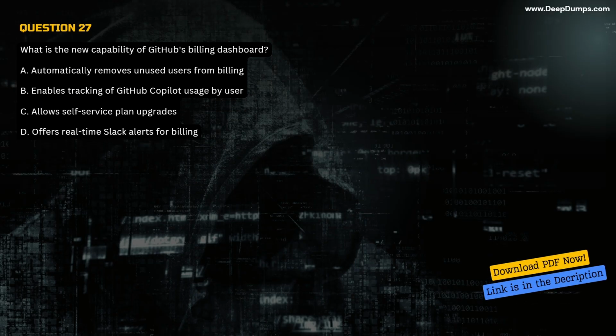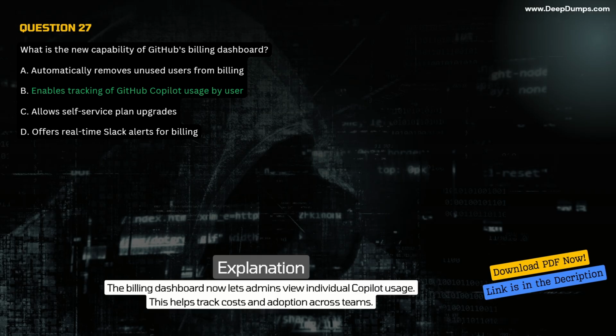Question 27. What is the new capability of GitHub's billing dashboard? A. Automatically removes unused users from billing. B. Enables tracking of GitHub Copilot usage by user. C. Allows self-service plan upgrades. D. Offers real-time Slack alerts for billing. Correct answer B. Enables tracking of GitHub Copilot usage by user. Explanation. The billing dashboard now lets admins view individual Copilot usage. This helps track costs and adoption across teams.